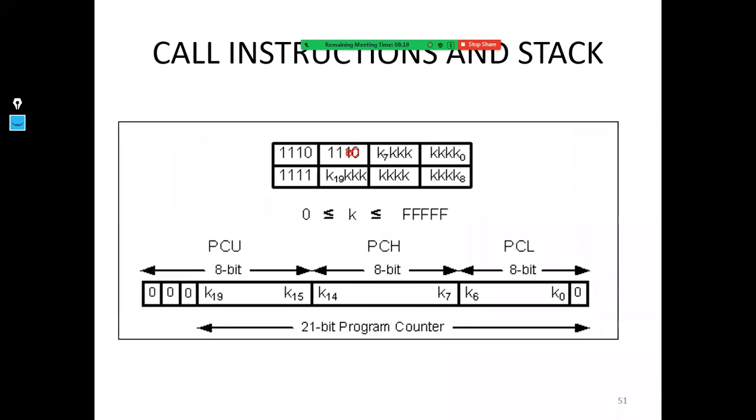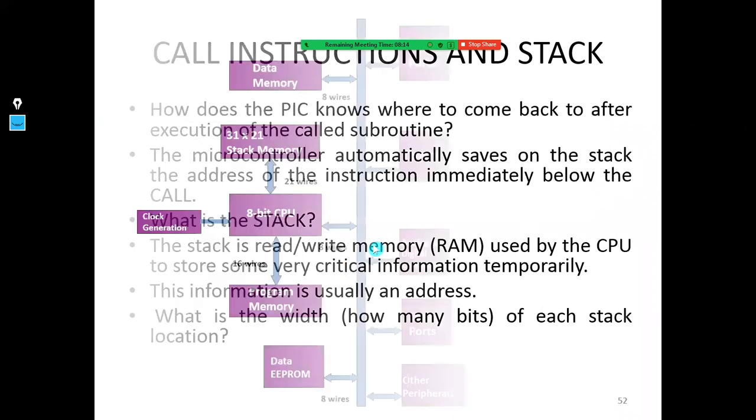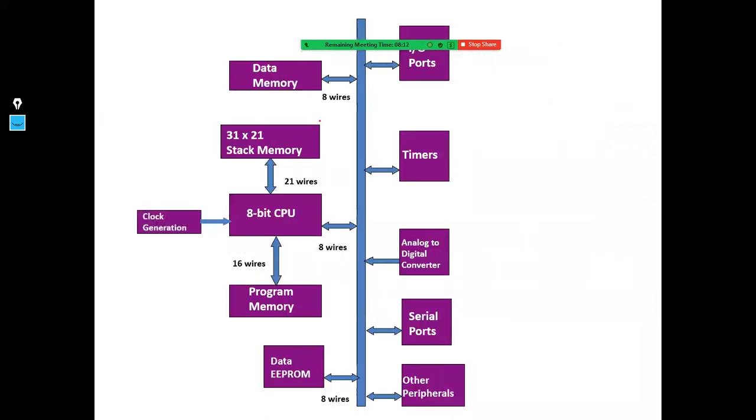So this is the call. We have seen the call. So you can see that the stack memory is a 31 by 21 memory, and the data bus connecting the CPU to the stack memory is 21 wires, because the data here is an address, and to write an address we need 21 bits. Okay, so the first address will be at address 0.